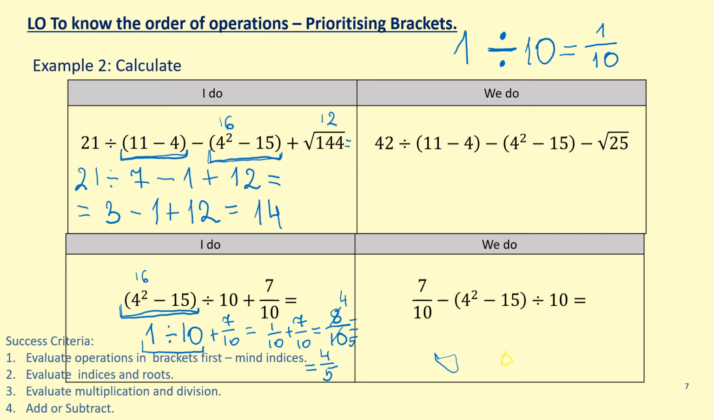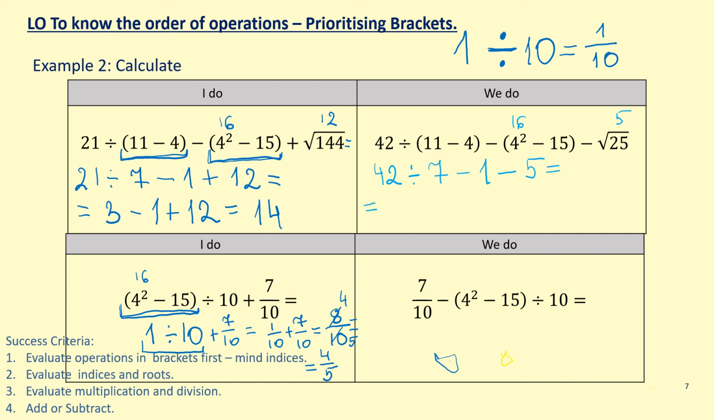Right, so again, 42 divide by, evaluate the bracket. 11 take away 4 is 7. Take away, again, evaluate bracket, but I've got index number inside, 4 squared, so I need to evaluate that one. 16 minus 15 is 1. Take away square root of 25 is 5.